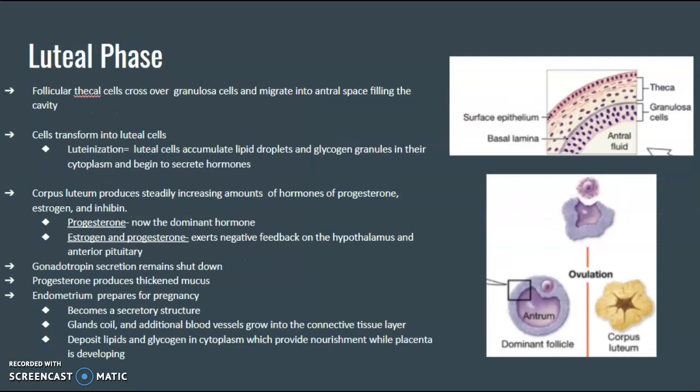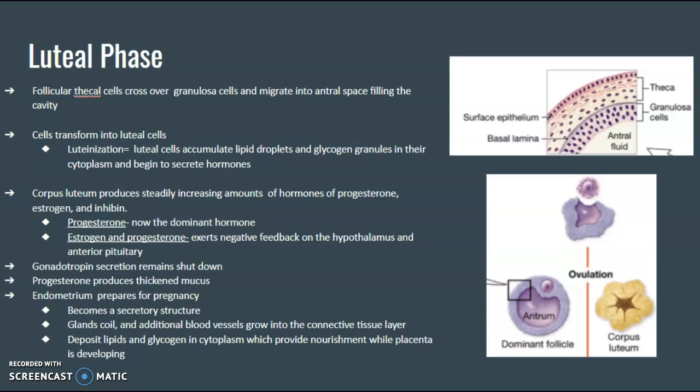So the space left behind from the follicle rupturing is filled by follicular thecal cells. That follicle now becomes a luteal cell, known as a corpus luteum, which will produce hormones. This process is called luteinization, which is when the luteal cells accumulate lipid droplets and glycogen granules in their cytoplasm and begin to secrete hormones. The corpus luteum will secrete hormones to maintain implantation, such as progesterone and estrogen.